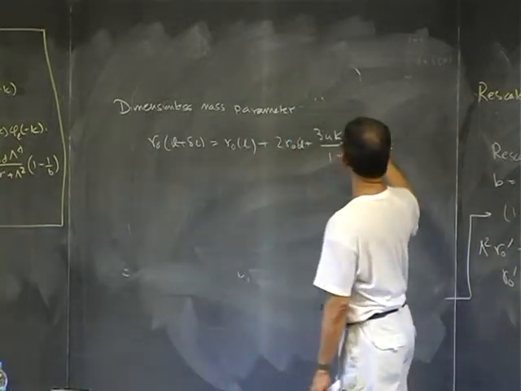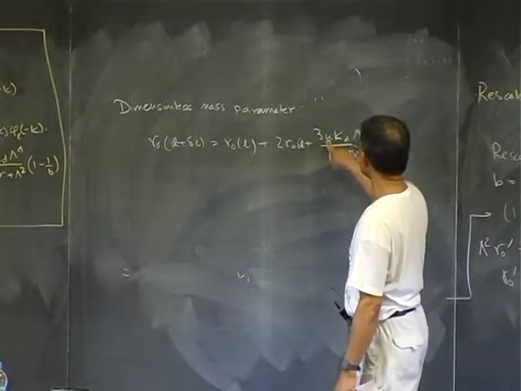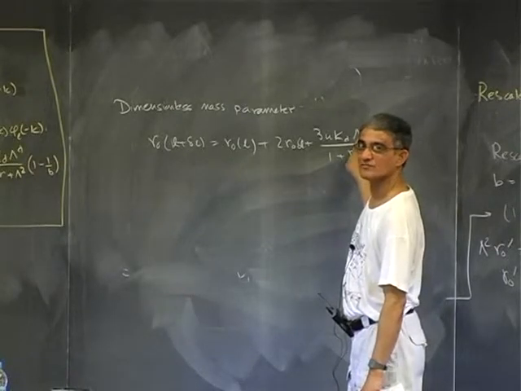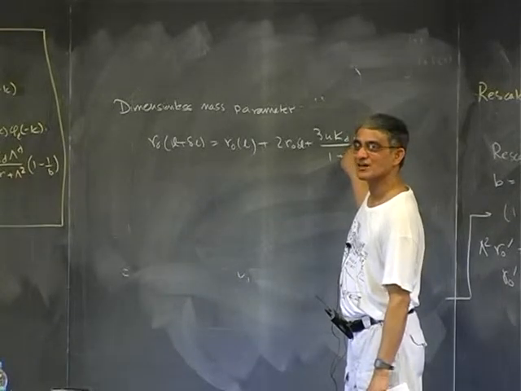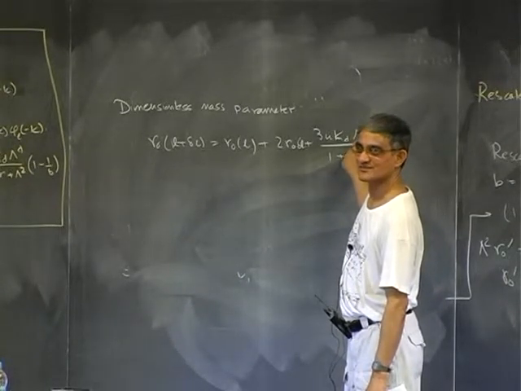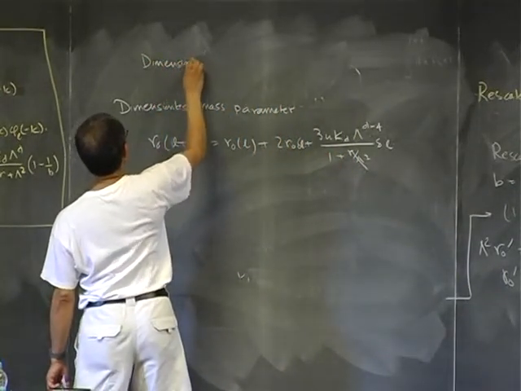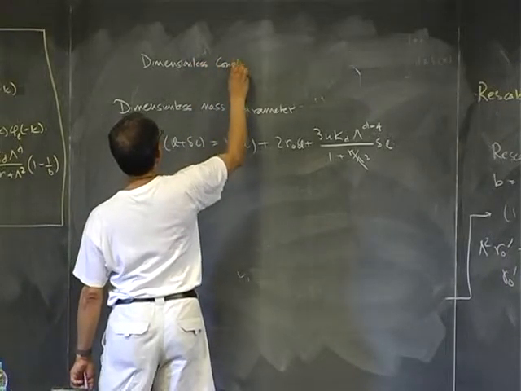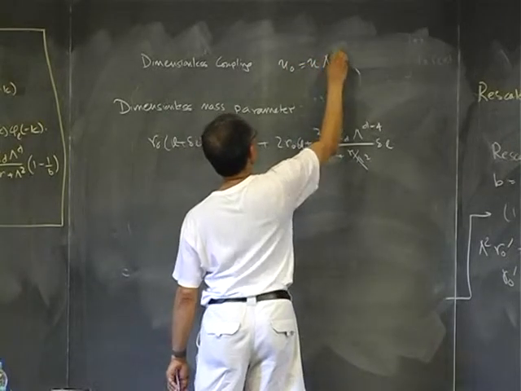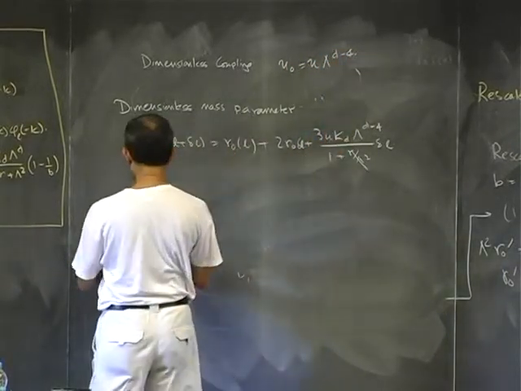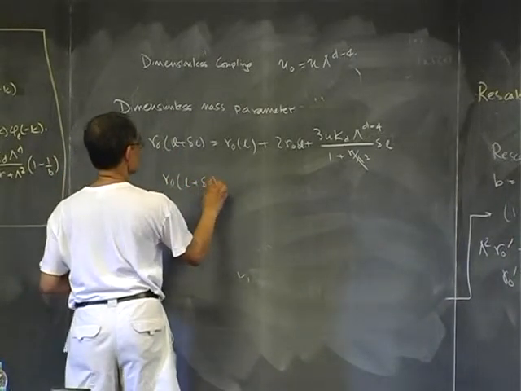And then you notice the nice thing has emerged that the combination of u and lambda came in the combination of u times lambda raised to the power d minus 4. And if you recall by dimensionless counting, this is precisely the combination that makes u dimensionless, namely the dimensionless coupling is given by u naught is u raised to the power d minus 4, and therefore you get R naught L plus delta L.